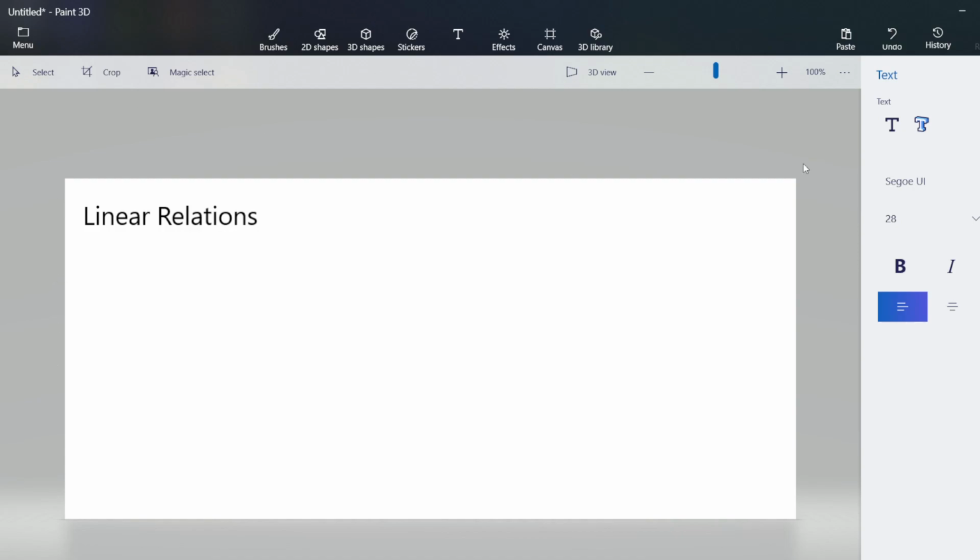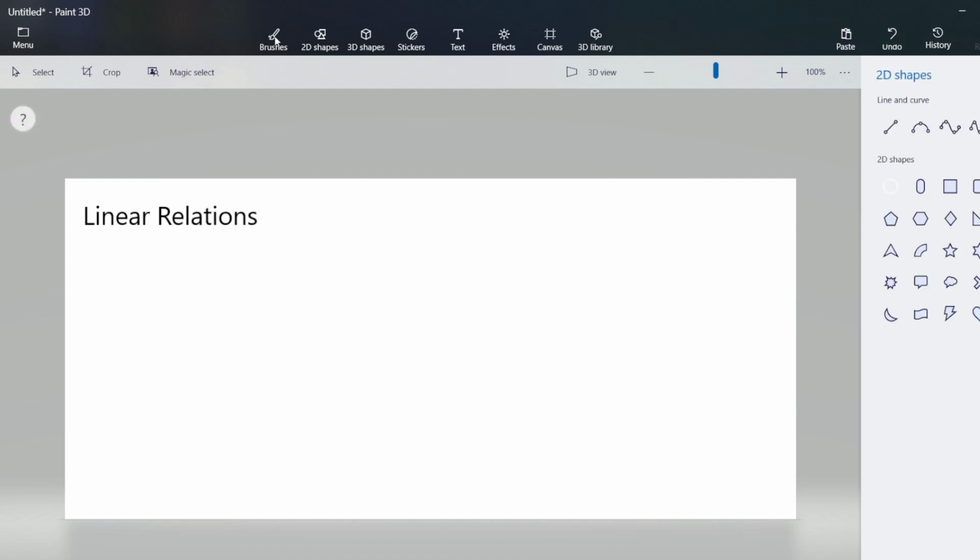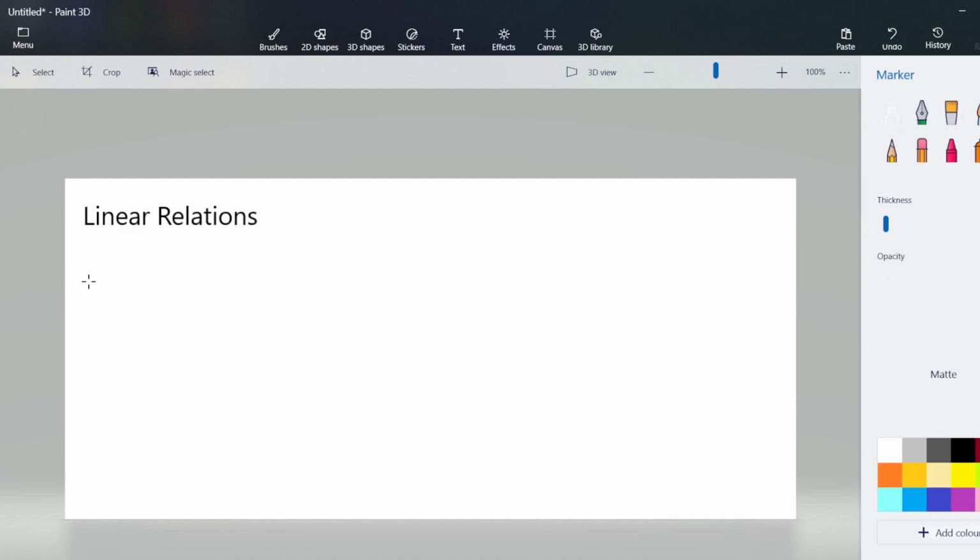So to get started, I'm going to create a pattern. Let's say we had a pattern such as 3, 5, 7, and 9. Based on this pattern, you can see that for each value, we're adding 2, right? That's pretty self-explanatory.